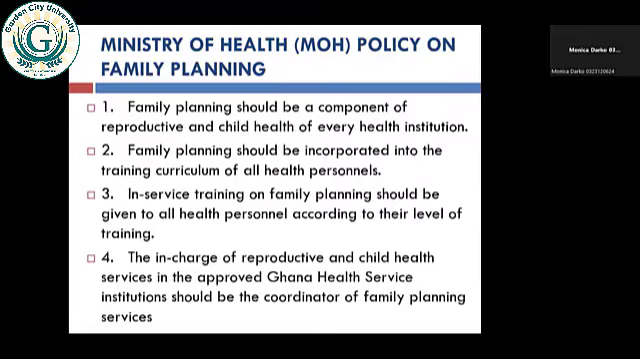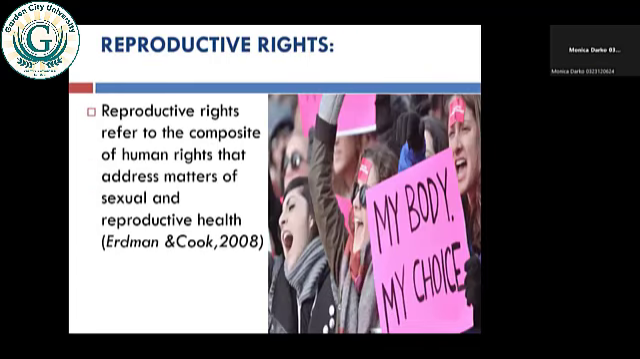And we discussed the policy that every health center must have a section or a unit for family planning, and that family planning has to be incorporated into the training curriculum of all personnel, and in-service training organized for family planning workers. And then everyone who is in charge of reproductive and child health services in an approved Ghana Health Service institution must be a coordinator of family planning services.